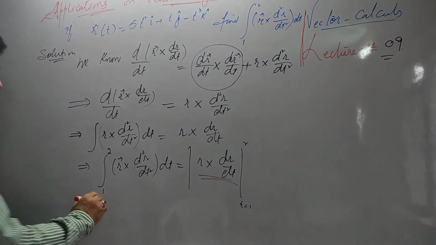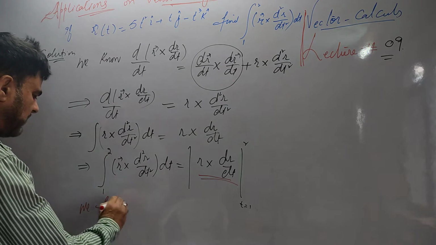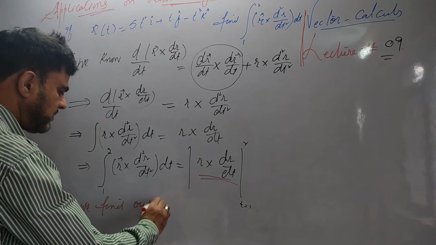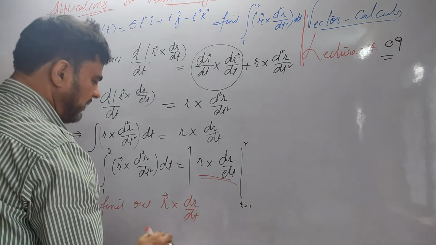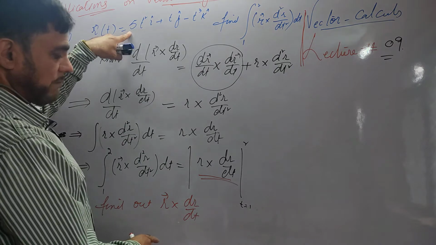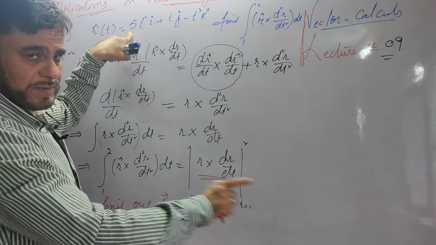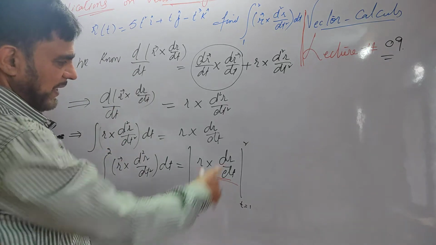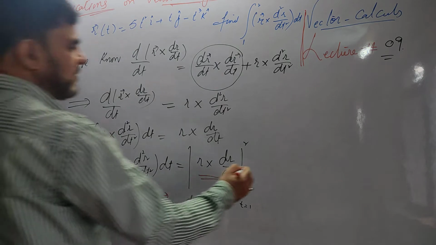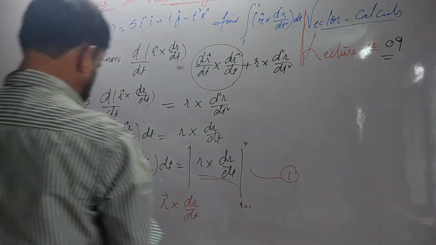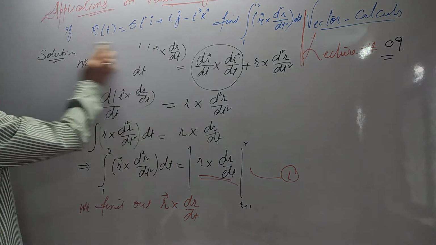But before going to this, we have to find what r cross dr by dt is. We know r is given by this, and we have to find dr by dt. Then the cross product, for which we will use the determinant rule, and after using it we will apply the limits. Let us name this equation number 1. We may need it.